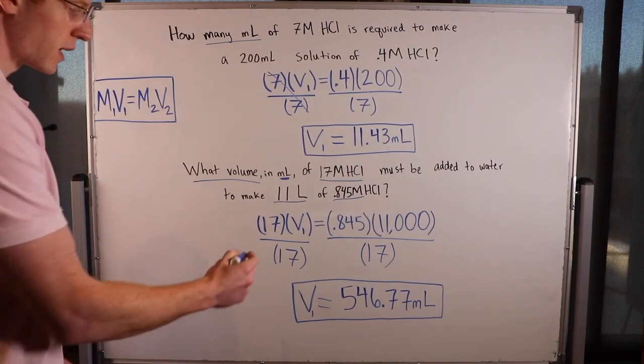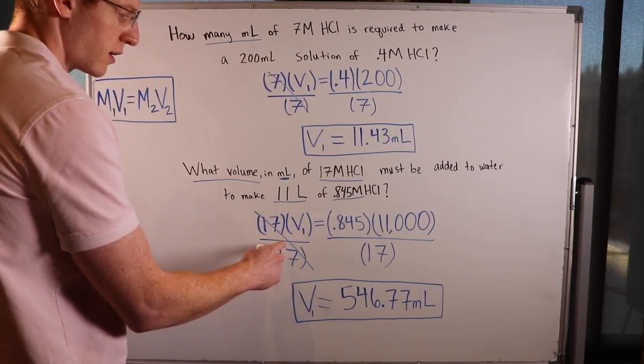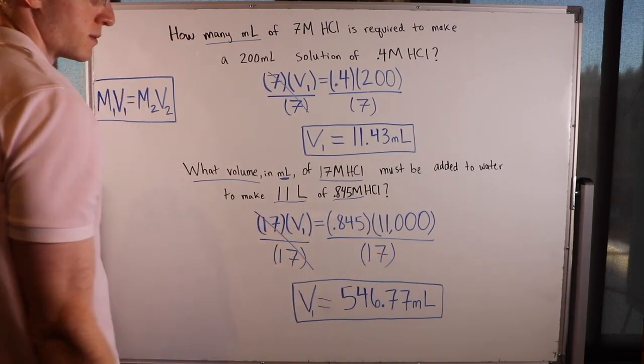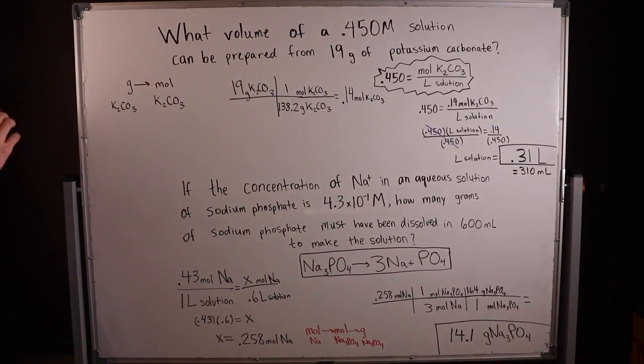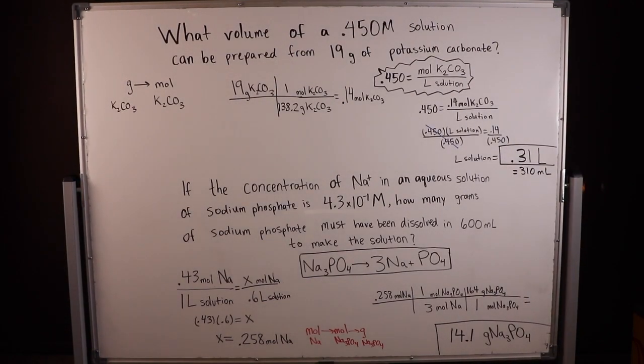So then I simply divide both sides by 17, this will cancel out, and I get 0.845 times 11,000 divided by 17, and you should get 546.77 milliliters. Okay, these are the last two problems I'd like to do for this video.